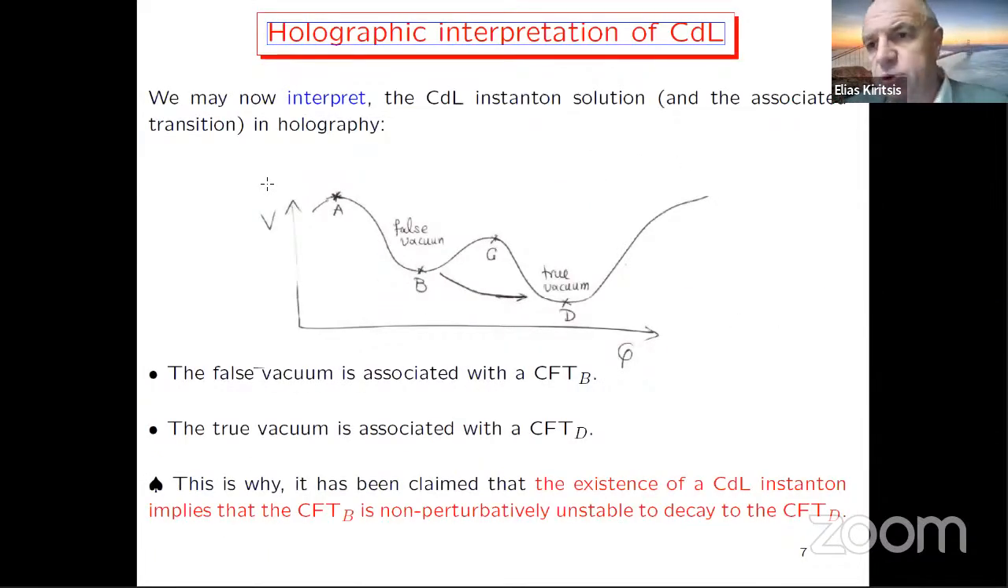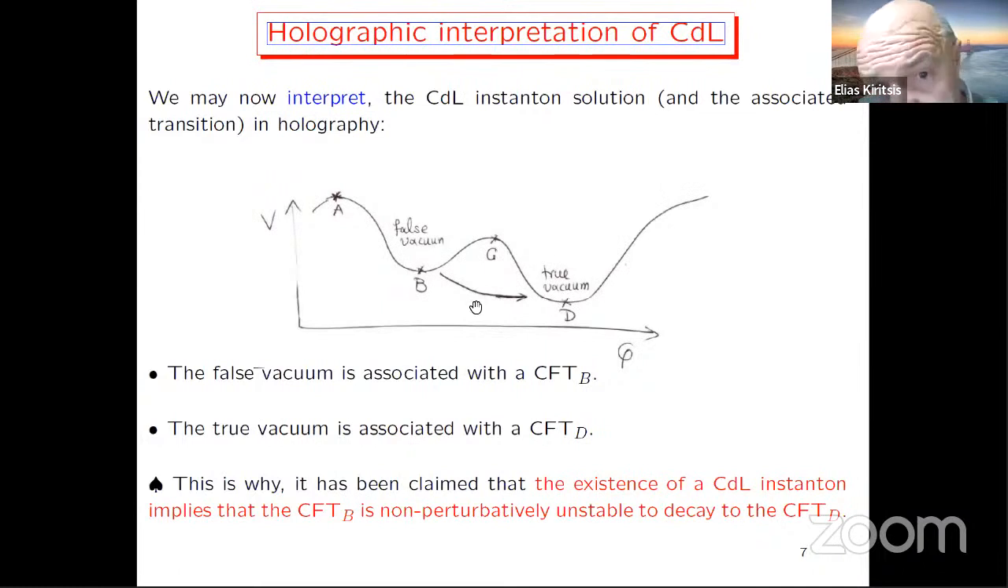So let me now, in view of this dictionary I made between gravity and holography, try to interpret the Coleman-de Luccia instanton solution in terms of holography. In the Coleman-de Luccia transition, I need a solution that starts at a minimum, not at a maximum, and ends at another minimum. Here, for example, it starts at B and ends at D. Therefore, the false vacuum here is associated with a CFT, which I will call CFT B, when phi is sitting here. And the true vacuum is associated with another CFT, I will call it CFT D, where phi is sitting here.